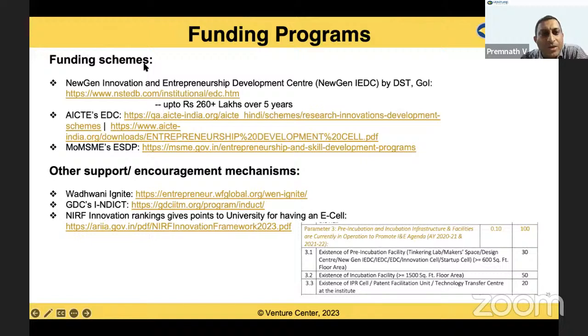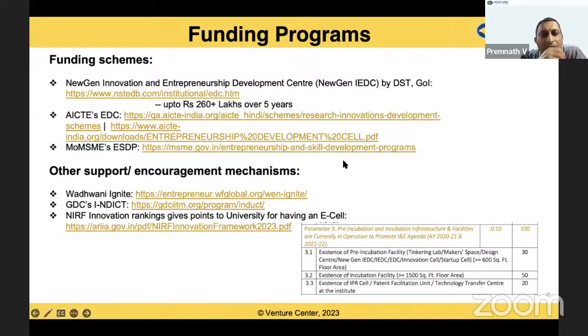it is essentially an entrepreneurship club. The AICTE also has some funding. You can find this at this link out here. They call it EDCs. The Ministry of Micro, Small, Medium Enterprises also has a few entrepreneurship and skill development programs which align with some of these activities that you may wish to do in a student entrepreneurship club.